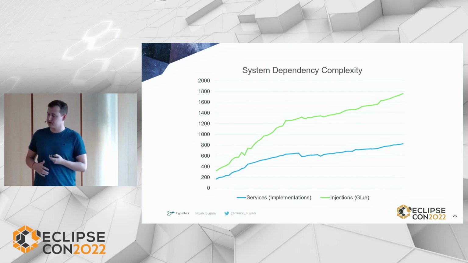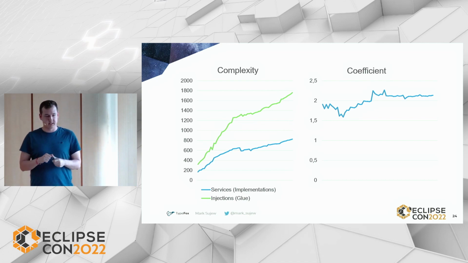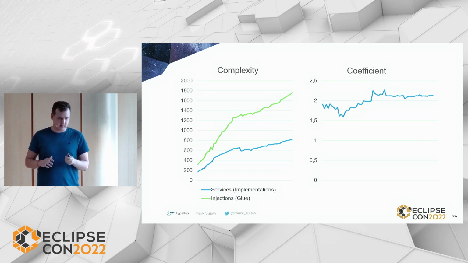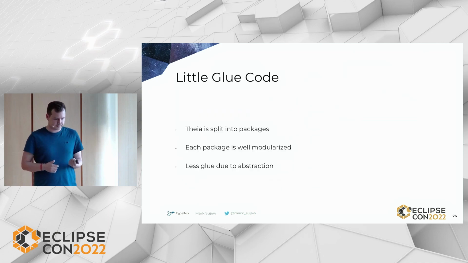It isn't quite clear here, but in this next slide, you can actually see the coefficient between implementations and glue. Although it's a bit wonky at the start, for the last 2 years, the coefficient between those two has been quite stable. And unlike what Marcel said, it doesn't grow quadratically. It doesn't even grow linearly. It's quite stable instead. So, what does this say about Theia?